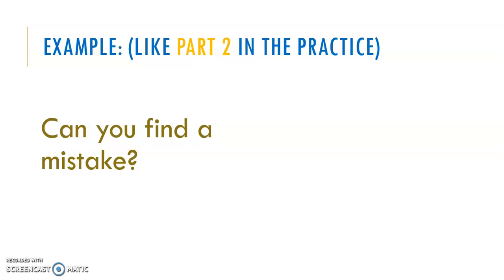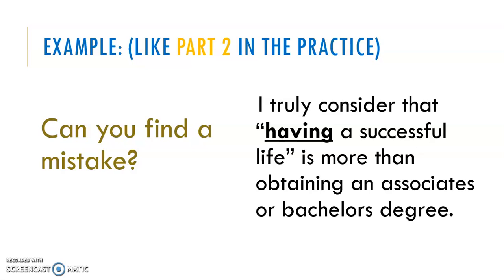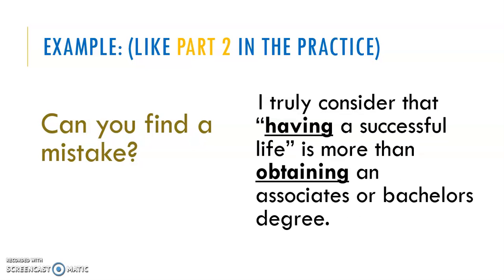Part 2, you'll be given a sentence and asked to find a mistake. For example, this sentence, it says, I truly consider that have a successful life is more than obtain an associate's or bachelor's degree. Actually, there are two mistakes here. It should have said, I truly consider that having a successful life is more than obtaining an associate's or bachelor's degree. So we need two gerunds there. As you work on that homework, be sure to use that gerunds reference sheet any moment where you're just not sure about the verb you're using and whether or not it needs a gerund.